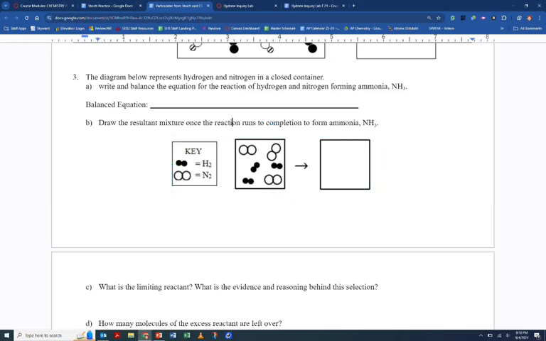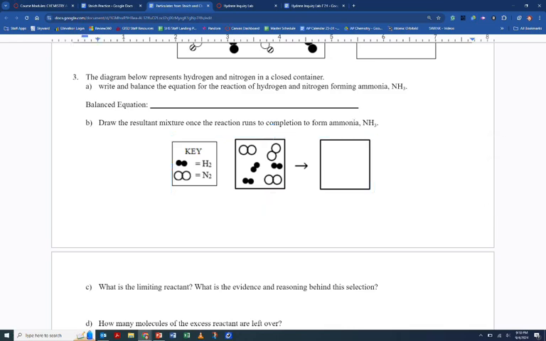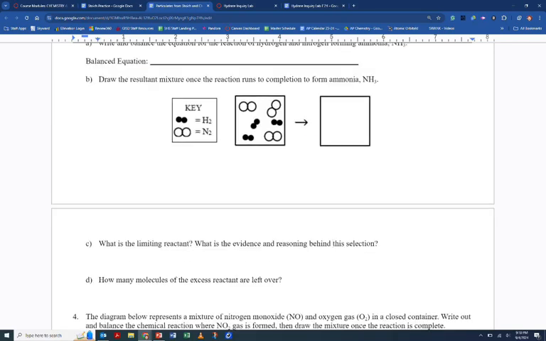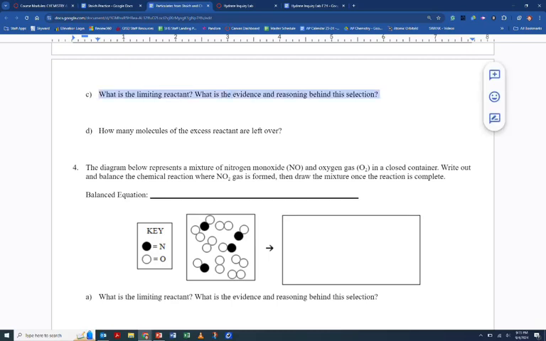So write the equation and balance it, and then you're going to do a lot like what you did in number 2. Look at my reactants and draw what is going to form as the products. But what you're going to notice here, it does kind of continue on. We've got 2 follow-up questions after you draw your particle model stuff on the bottom of that third page about what was the limiting reactant.